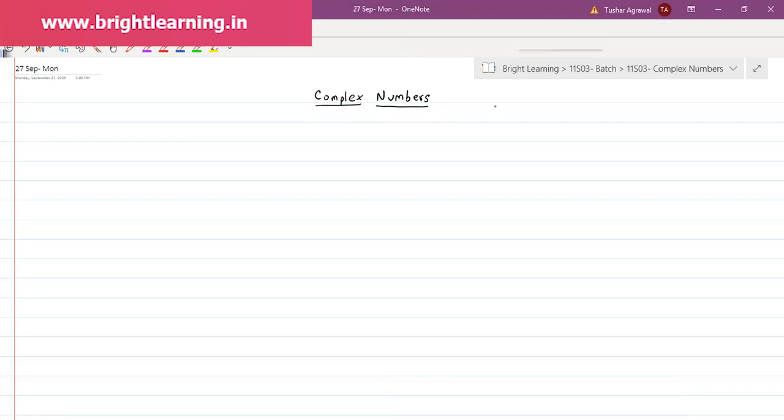Today we'll start with a new topic, complex numbers. So complex numbers, why were these numbers introduced? When we studied from natural numbers to whole numbers, natural numbers were the first numbers that we studied: 1, 2, 3, 4, 5, 6 and up to infinity. Then we studied whole numbers, 0, 1, 2, 3, 4 and all those things. After that, integers were introduced, like negatives of the natural numbers.